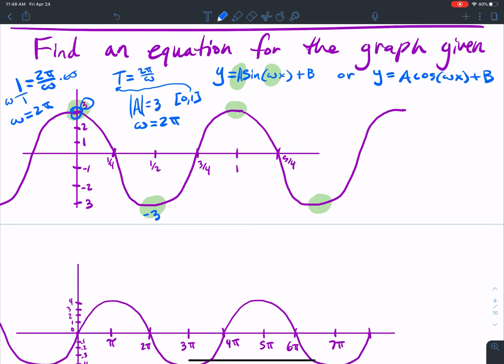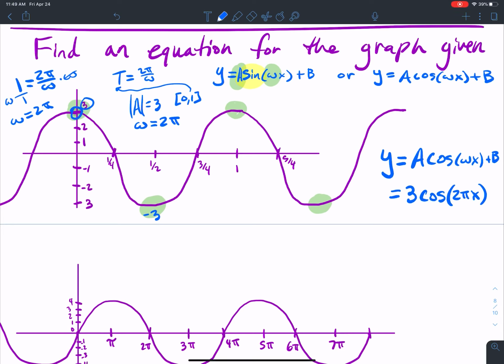Now all I've got to do is figure out, are we dealing with a sine or are we dealing with cosine? How do we know? Well, if I start up here at the peak, when x is 0, cosine gets me 1. So I think that's what I'm going to be dealing with. So this is y equals amplitude times cosine of omega x plus b. This is an amplitude of 3 cosine, and omega is 2 pi x.